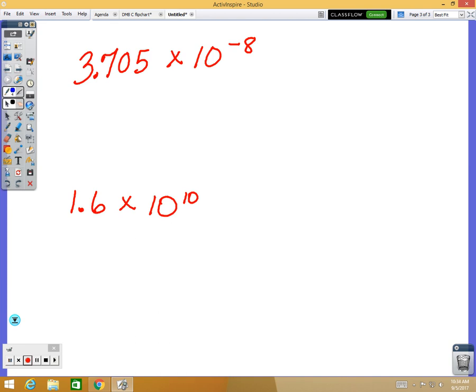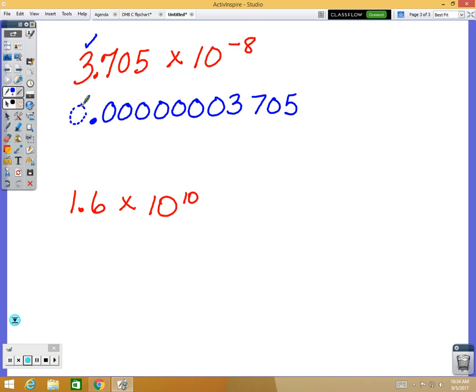So we're moving it 8 places to the left. I already have 1 digit there, so I need 7 zeros. Between the decimal and that 3, I need 7 zeros. 1, 2, 3, 4, 5, 6, 7, and then that 3, that would count as your 8 places. Now the 705 just follows after it. So again, between the decimal and the 3, there should be 7 zeros. And if you want, you can put a 0 out in front of your decimal, but that doesn't count towards your 8. Okay? Any questions about that first problem?